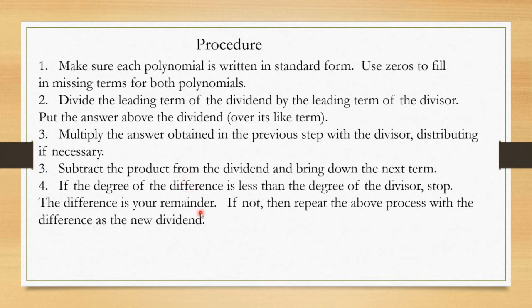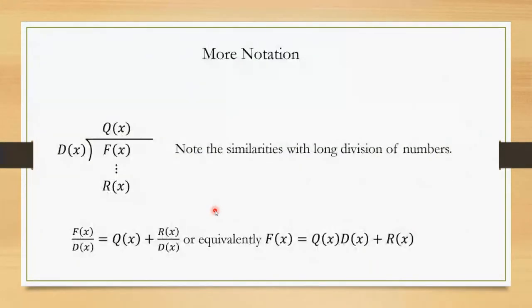Again, it's just like with real number long division. And here, if the degree of the difference is less than the degree of the divisor, or if you get 0, then you're done. That difference is the remainder, you stop. But if the degree is not less than that, or if you don't have 0, then you have to repeat the process. All right. We'll do some examples. I know this is kind of intimidating, but let's do some examples.